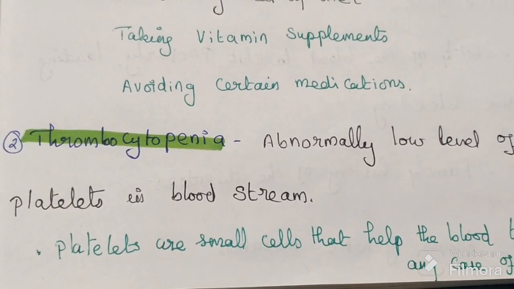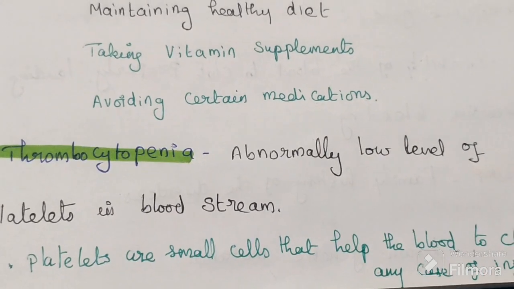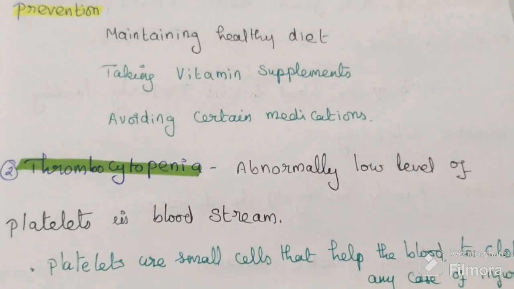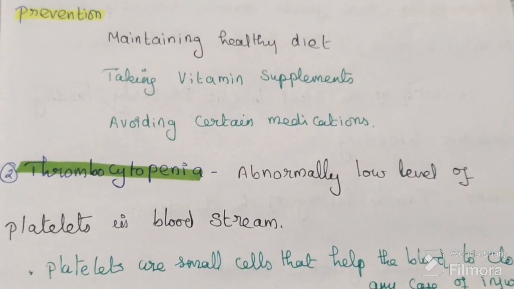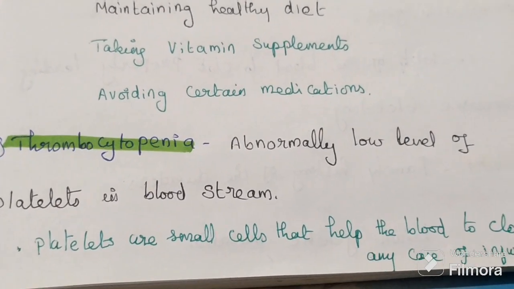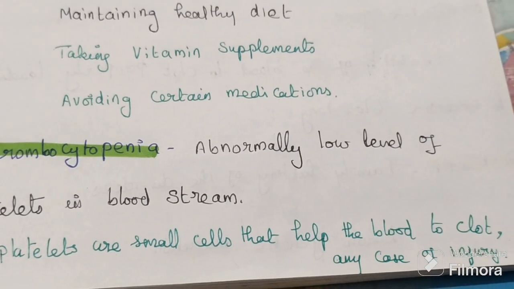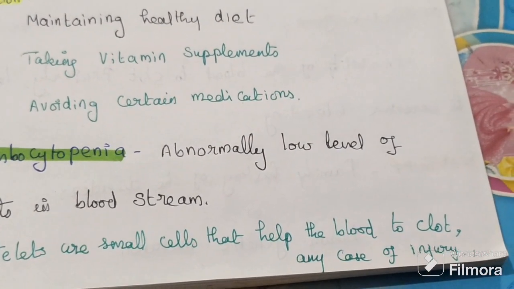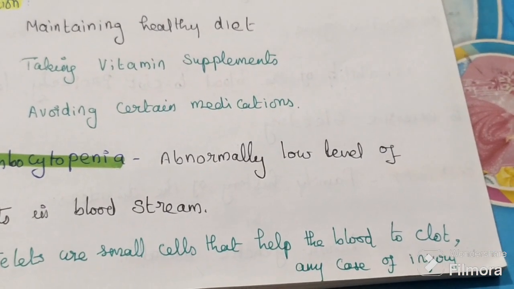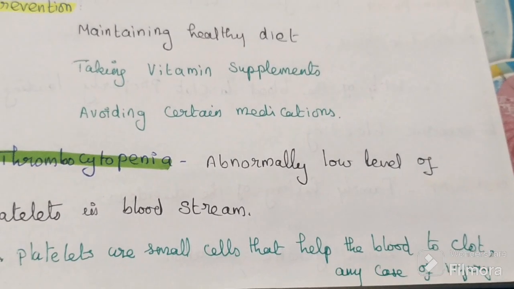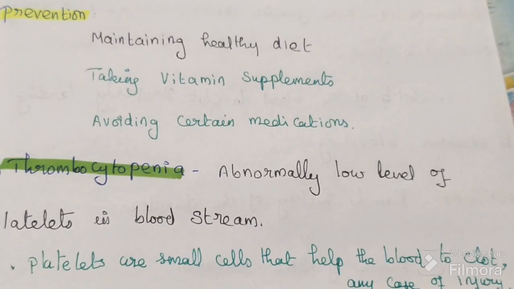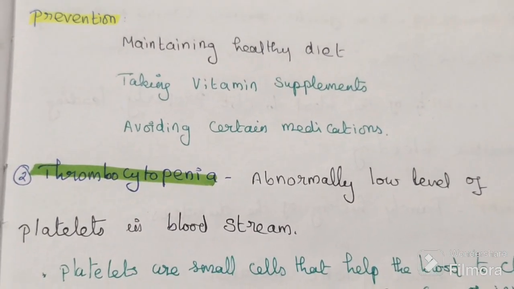The second condition is called thrombocytopenia. Thrombocytopenia is a condition with an abnormally low level of platelets in the bloodstream. Platelets are small cells that help the blood to clot. In case of injury, the clotting process occurs only by using platelets. Here in thrombocytopenia, there is an abnormally low level of platelets.